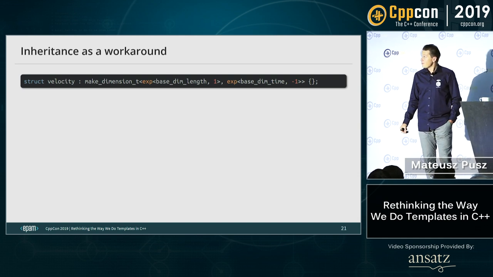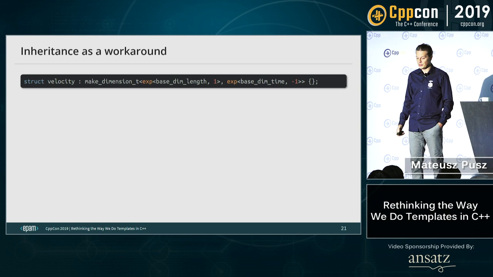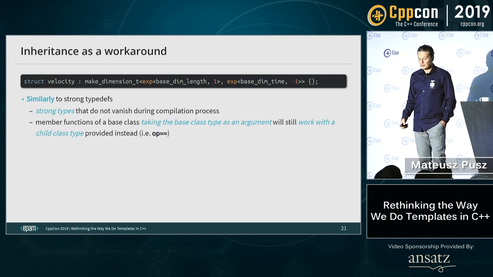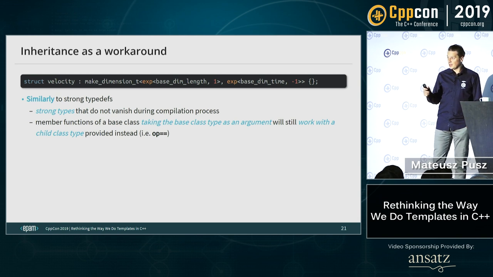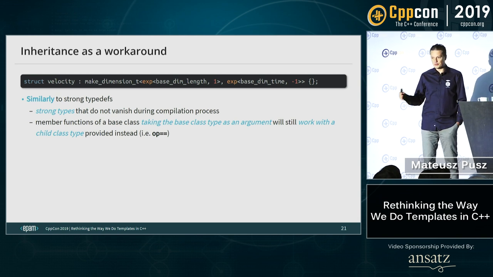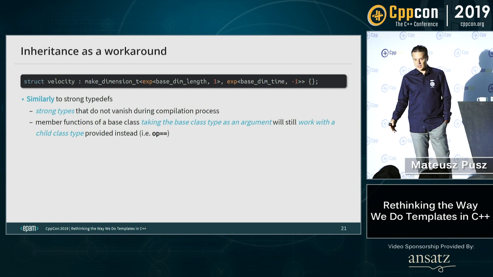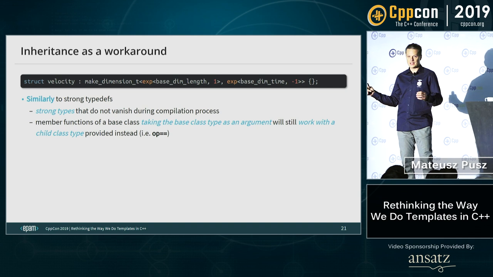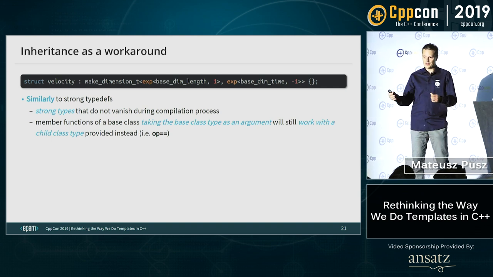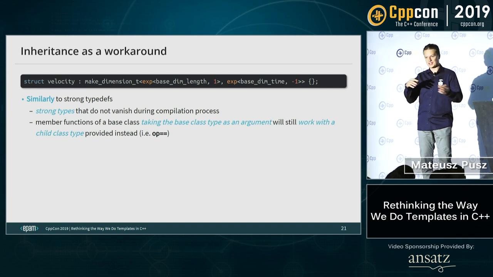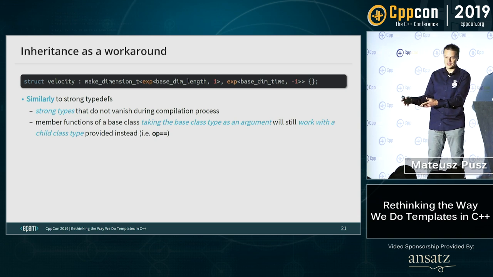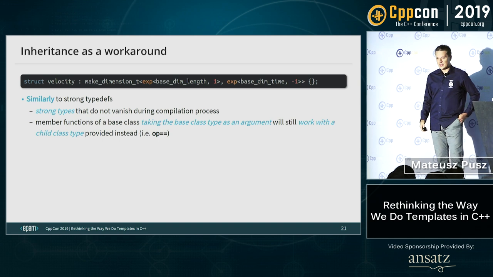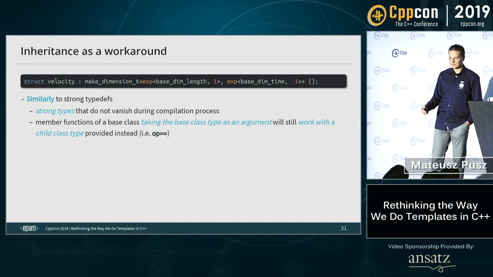So, for my library, I had to do some workaround. I use inheritance instead of aliases. The similarity to strong typedefs is that basically we have strong types that do not vanish during the compilation process. And also, if you define something like an operator equal equal in a base class, it will still work for the child class because we can always cast the child class pointer or reference to the base class. So you don't have to retype all of those operators in the child class yourself.